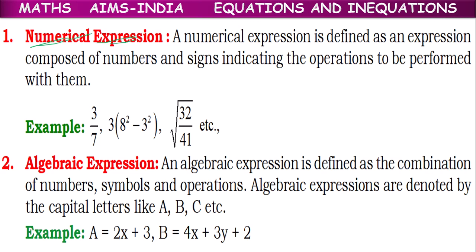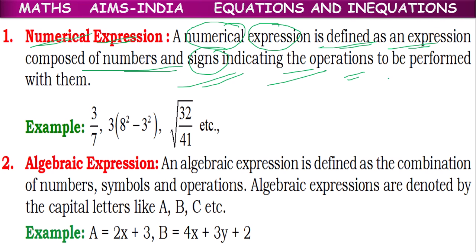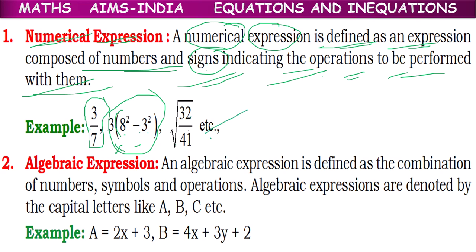Next here, numerical expression. A numerical expression is defined as an expression composed of numbers and signs indicating the operations to be performed with them. Means whatever sign is there, according to that we have to do the operation. So 3 by 7, by is the division. 3 bracket means of, into, 3 into 8 square minus 3 square means product and difference. Both operators are involved. Square root of 32 by 41, division.